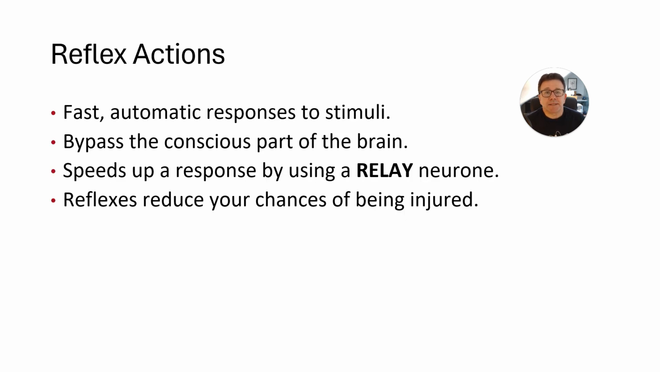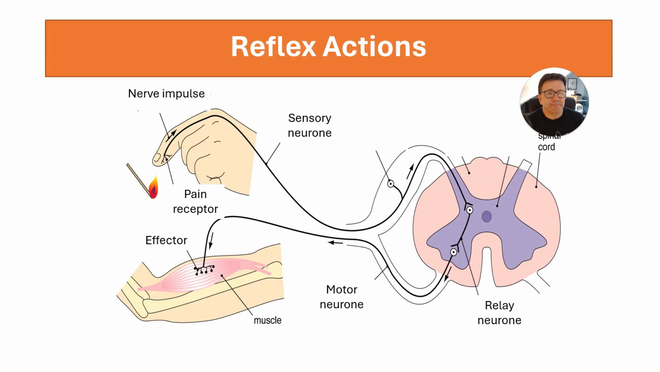Reflex actions didn't come up last year, so you need to know what they are. They're fast automatic responses to stimuli. They bypass the conscious part of the brain. They may go into the brain, but not the conscious part. They speed up a response by using a relay neuron. And reflexes reduce your chance of being injured, so they're protective.